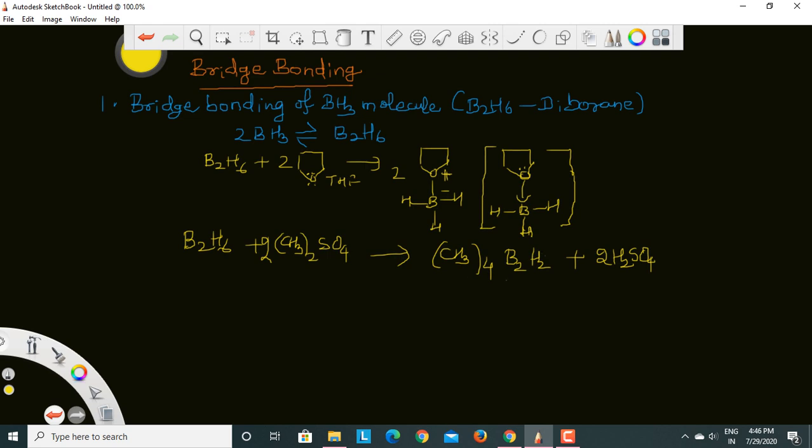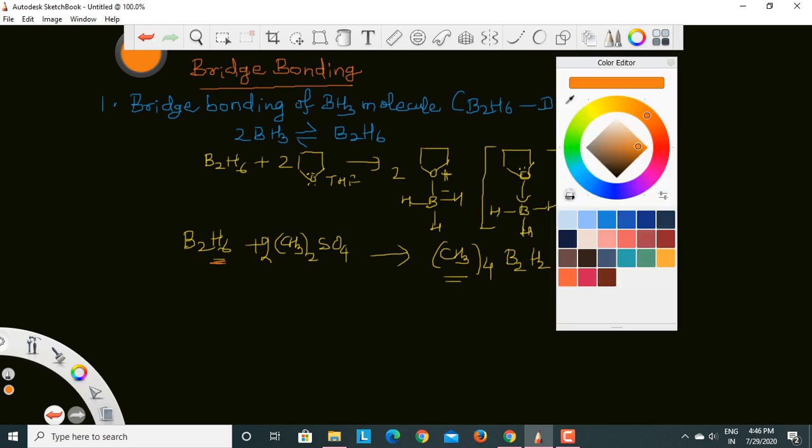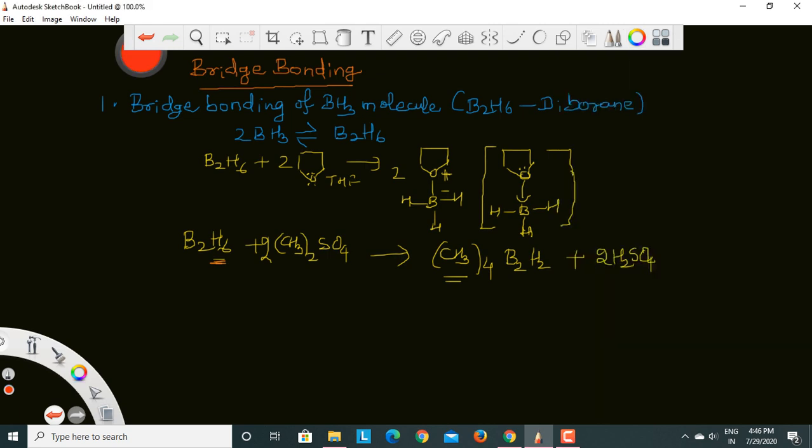So in this reaction, what do you find? You find 4 molecules of CH3 replacing 4 hydrogen atoms. Out of the 6 hydrogen atoms in diborane, only 2 hydrogen atoms are left. So 4 hydrogen atoms are replaced by CH3. And this type of reaction is known as a methylation reaction.